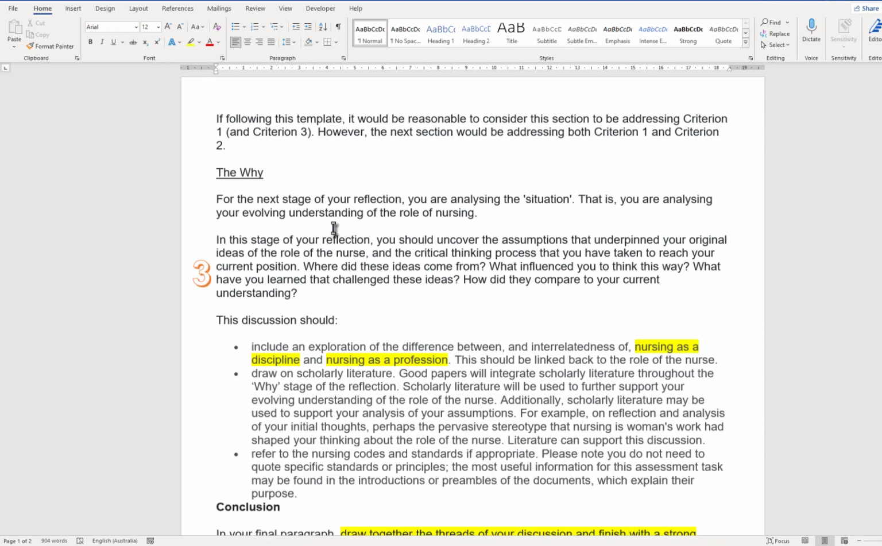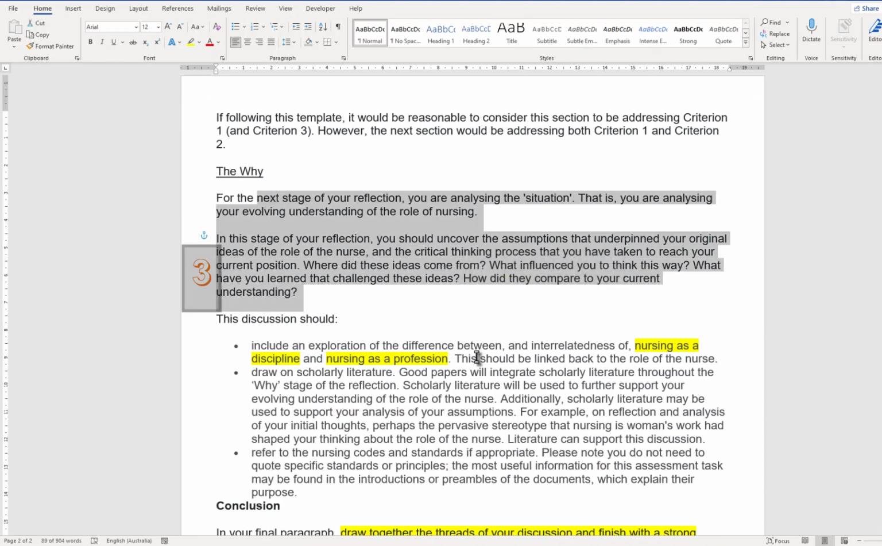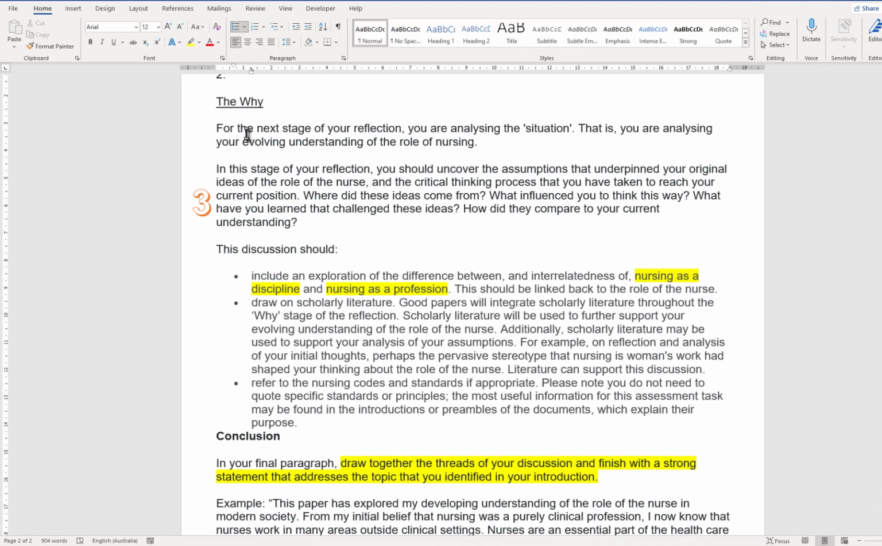All right, and then number 3, again, he's given lots and lots of detail about the why. So in this stage of reflection, you are analyzing what is happening now, what has happened to evolve your understanding. Very specifically, you should talk about what has influenced the way that you think. Where did these ideas come from?